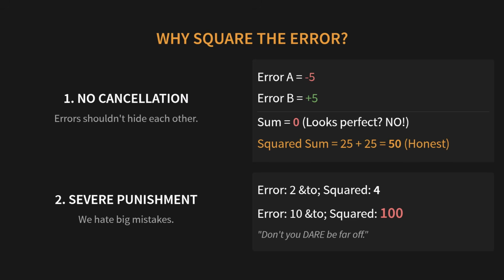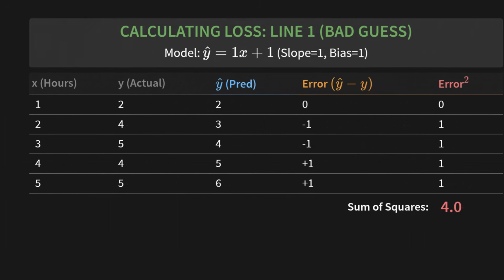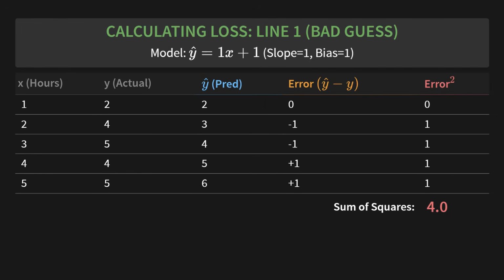Okay, let's make this real. Let's calculate the loss for that first bad guess we had. The model was y hat equals 1x plus 1. So our slope is 1 and our bias is 1. Let's walk through this table. For the first data point, x is 1 and the actual y is 2. Our model predicts 1 times 1 plus 1, which is 2. The error is 2 minus 2, which is 0. And 0 squared is 0.